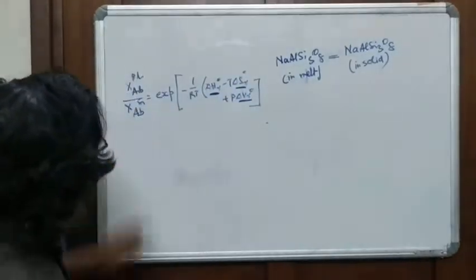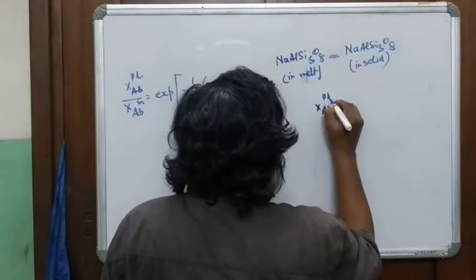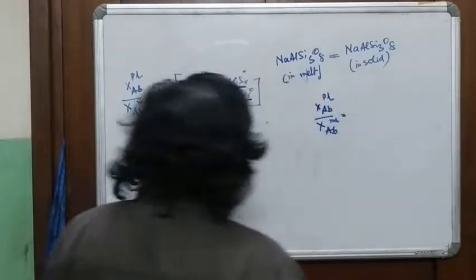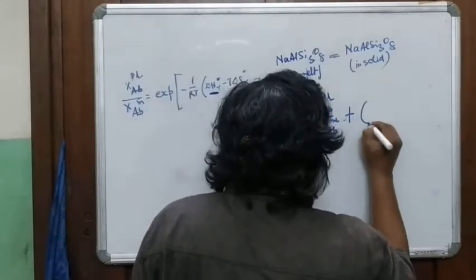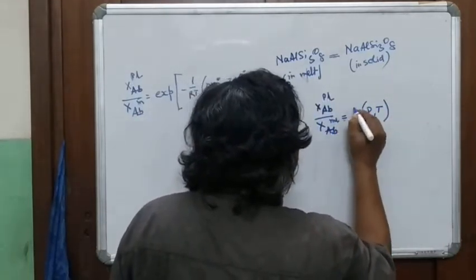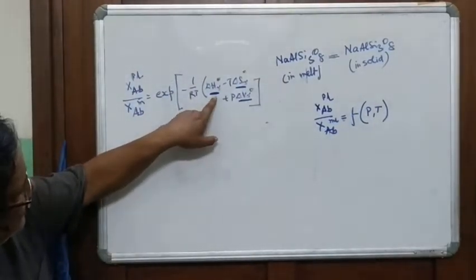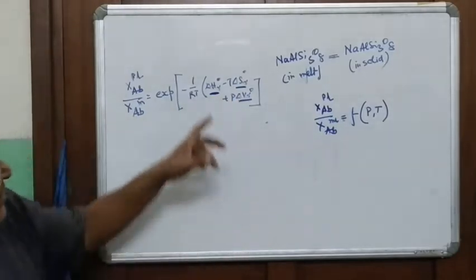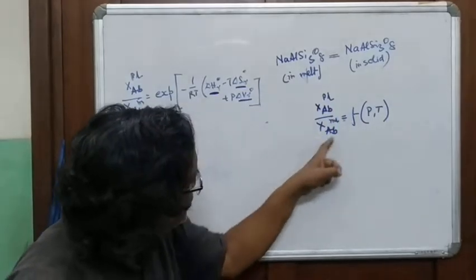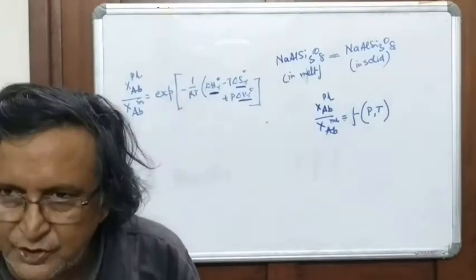then this expression means X albite in the plagioclase divided by X albite in the melt is therefore a function of pressure and temperature only. Function of pressure and temperature. Do you see this? If we know these, then this ratio, which is essentially a ratio of the compositions, assuming ideal solutions, is only a function of pressure and temperature.